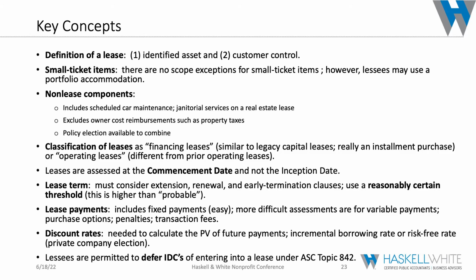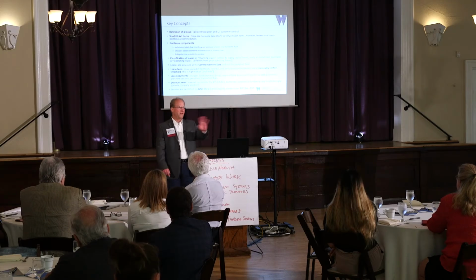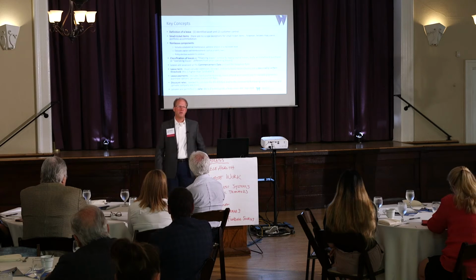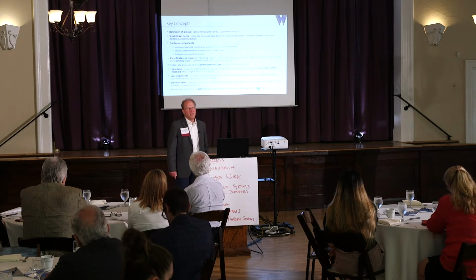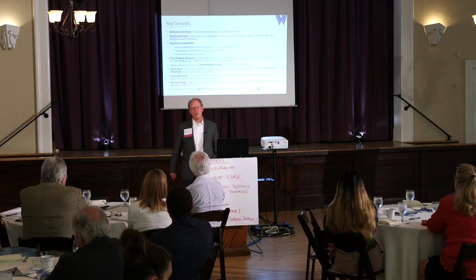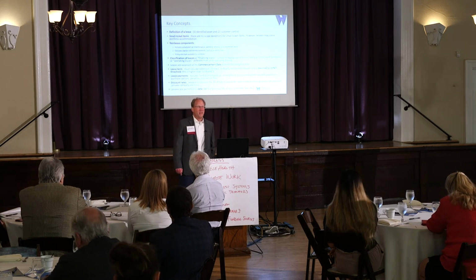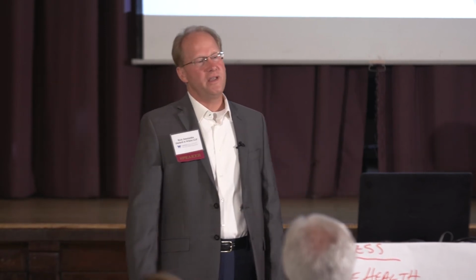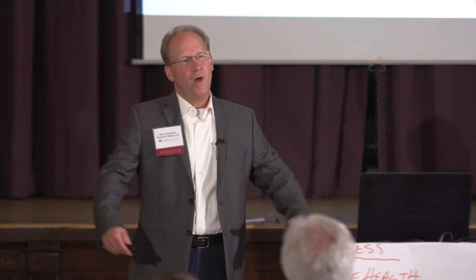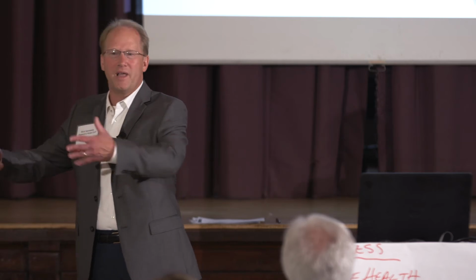Small ticket items in the international standard, it was nice. They said, hey, if something's less than $5,000, don't even worry about it. You don't have to run it through this model. Just keep expensing it as you pay it. Unfortunately, the US standard setters didn't follow on, so there really is no exception for small ticket items. What the standard does let you do is use a portfolio approach. So let's say we've got 10 photocopiers and we've got 15 automobiles that we're leasing. Instead of doing one by one, we can portfolio those and say, I'm going to put all my cars in this bucket, I'm going to put all my photocopiers in this bucket, and have a little bit of simplification.